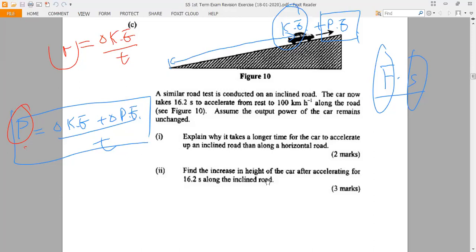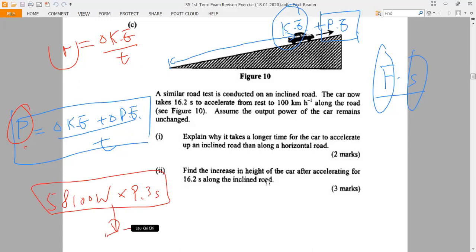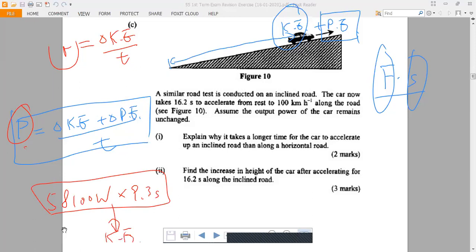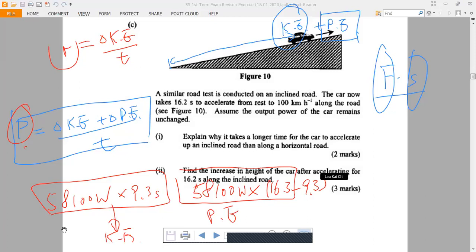We got the power already before, which is 58100 watts, isn't it? And then we know that in 9.3 seconds, power times 9.3 seconds, this term would become KE. This is what we did before. Power times time equal to KE in part A or part B. And after this, if you need to climb up to a certain height, I have the same power, 58100 watts. But what is the remaining time for only giving the power or the energy in PE, which is equal to 16.2 minus 9.3.